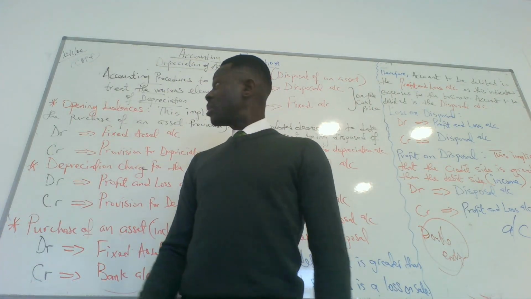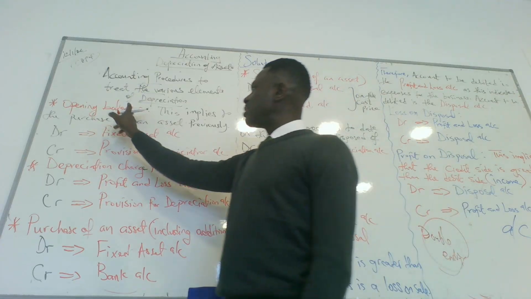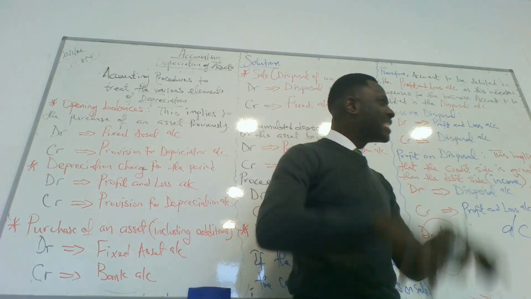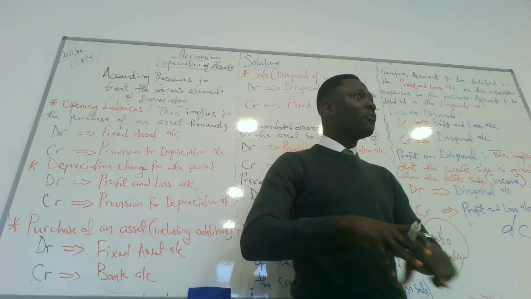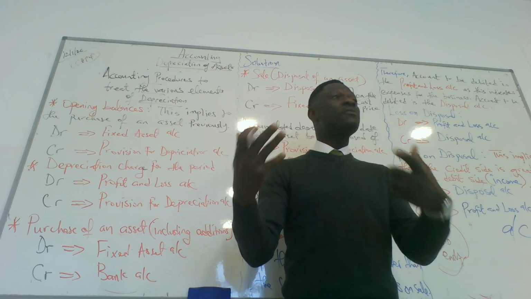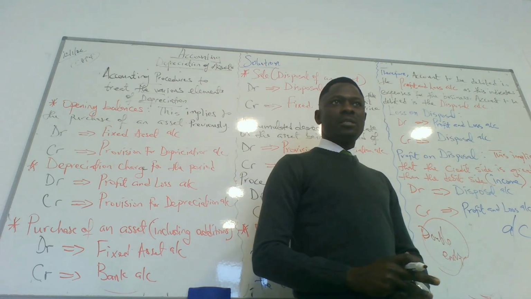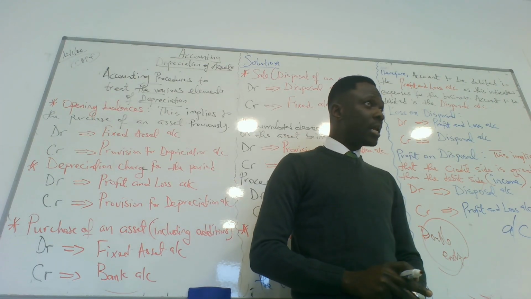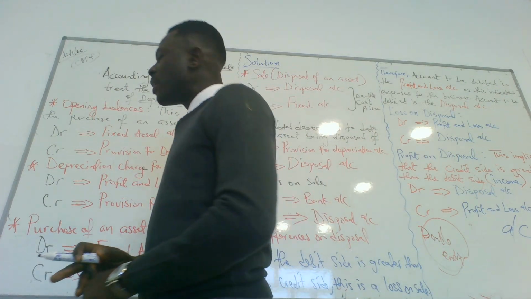So let's start anyway. The first one, opening balances. Why do we have opening balances? We have opening balances because the business is in existence. The business is existing before now. So which simply means it is expected of the business to have different assets that will be charged for depreciation. Do you understand opening balance here? Do we understand opening balance or not?